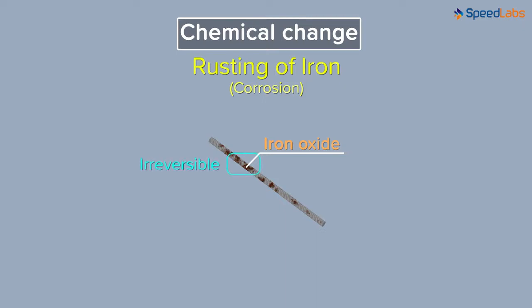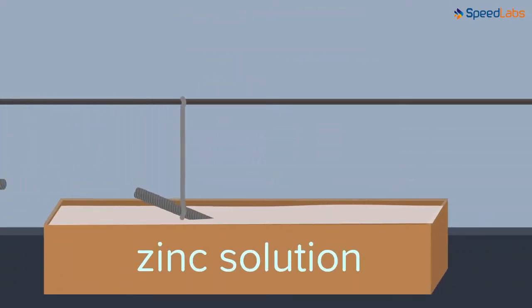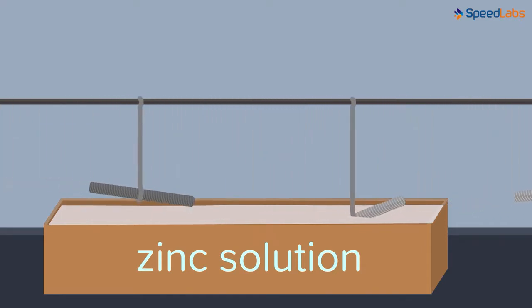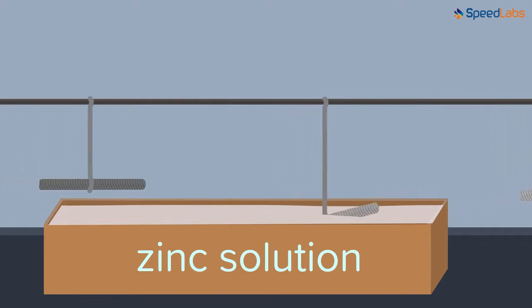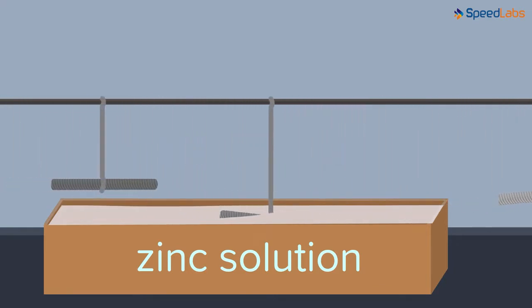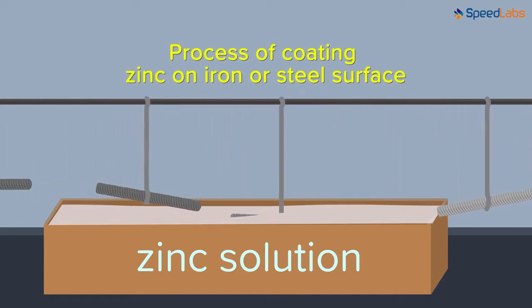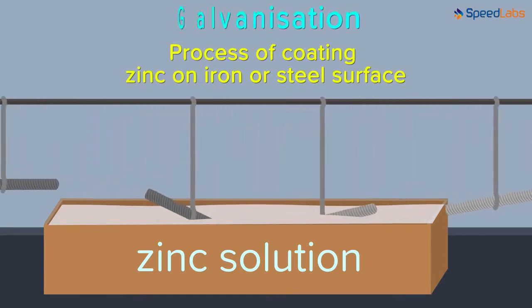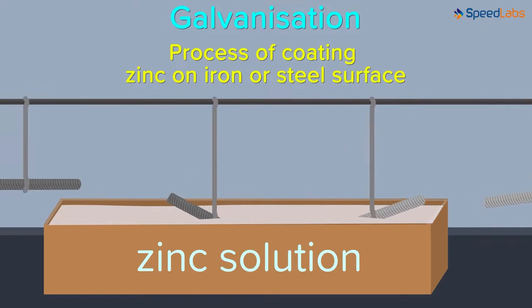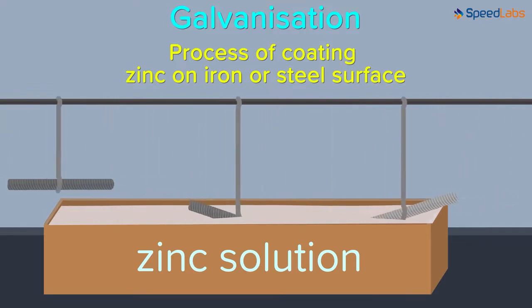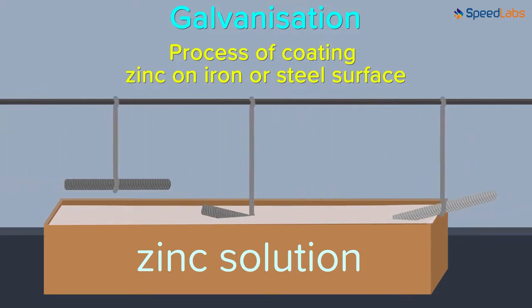This is the reason why, to prevent corrosion, we coat metal objects with other metals which do not rust easily. For example, we can coat iron objects with zinc. That would prevent iron materials from corroding easily. This process of coating zinc on the surface of iron or steel, to be precise, is called galvanization. It's an important process to prevent rusting in iron or steel objects.